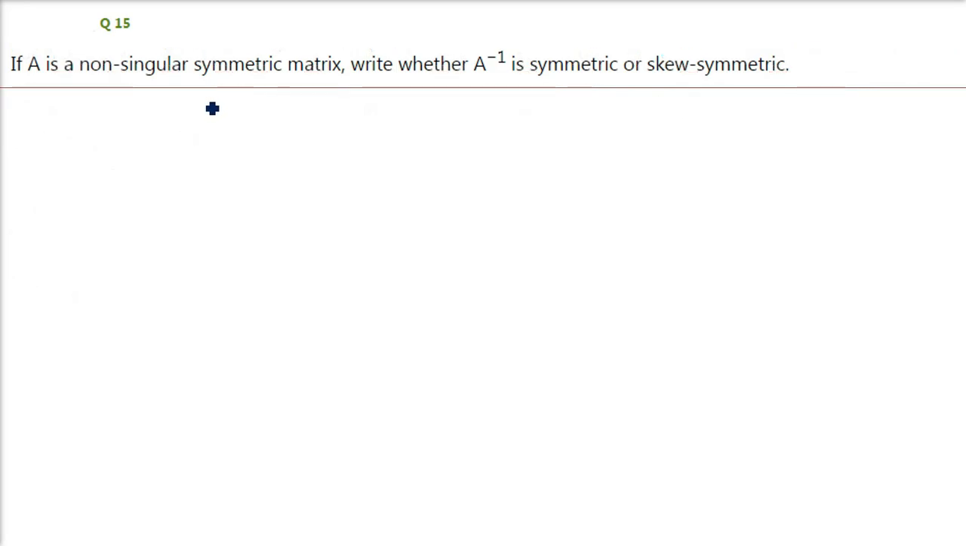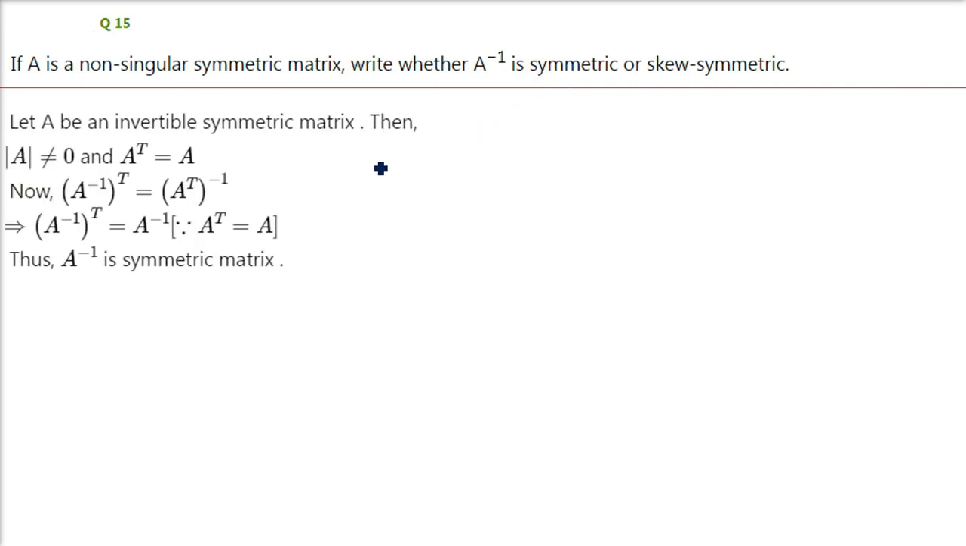If A is a non-singular symmetric matrix, write whether A inverse is symmetric or skew symmetric. We have already seen a question like this. Again, let us revisit this. Now, A is invertible only when the determinant of A is not equal to 0. So A inverse only exists when the determinant of A is not equal to 0.